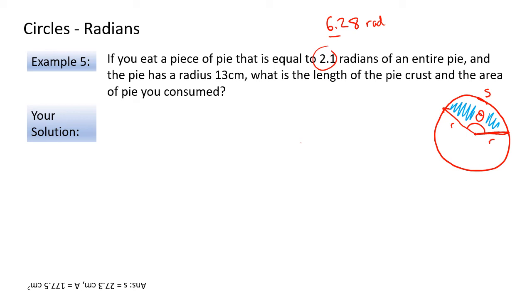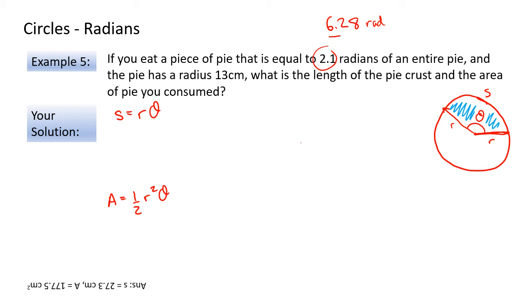So two items we have to calculate. First is the length of the pie crust. S is equal to R times theta. And the second item I'm going to calculate is the area, which is 1/2 times R squared times theta.